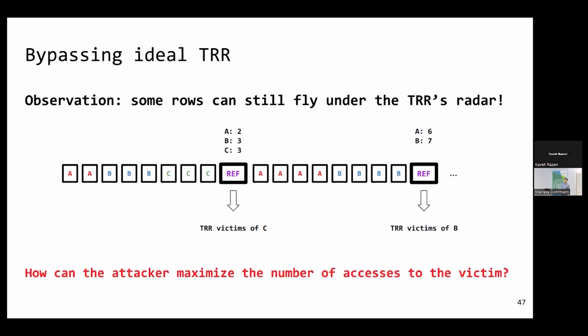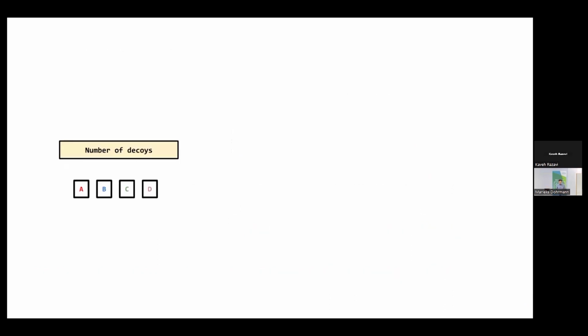So the question is, how can the attacker maximize the number of accesses to the victim? And this also took us like 1 or 2 years of formalization and thinking. I'd never done formal work before in my life, and my respect for the people who do it only increased after doing it, because I realized that's actually quite hard. So we formalized the operation of a DRAM device. We formalized how the TRR mitigation worked, and then we tried to find the optimal attack within this formalized setting.